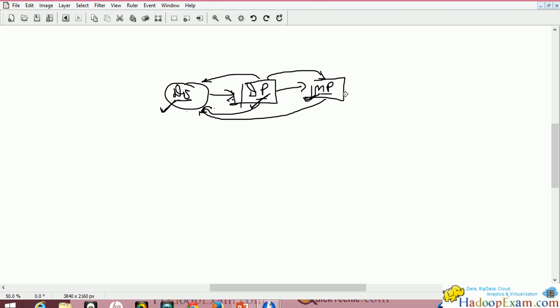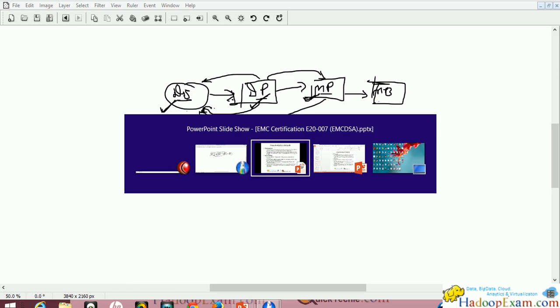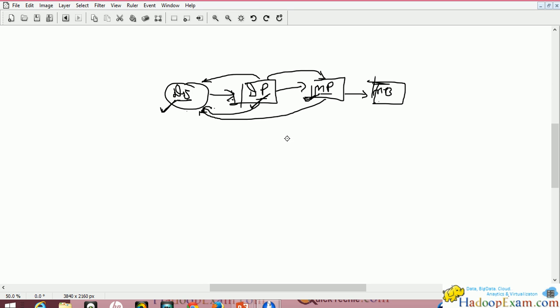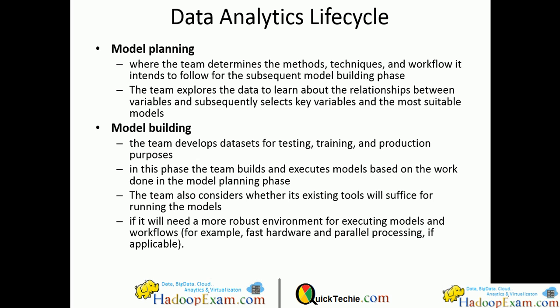Then model building comes after that. Now you have planned which model you want to create, so the actual model building starts. The team develops the data set for testing, training and production purposes. There are various phases in testing, training data sets, training the algorithms, testing the algorithms and production purposes. We will discuss in the next session what exactly testing and training mean here, and production purposes.